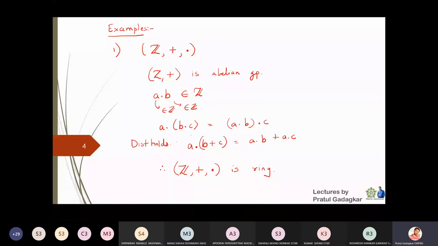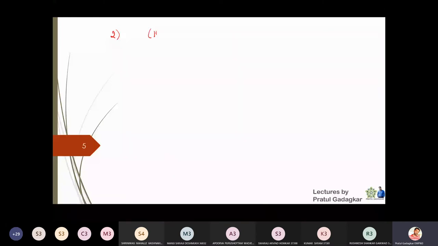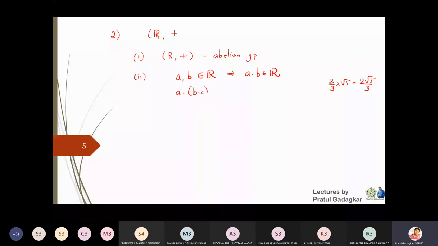Okay, if I want to see here that instead of taking integers, if I take real numbers with respect to addition, we all know that real numbers with respect to addition is clearly an abelian group, right? Not only that, if I take two real numbers a and b, say 2 by 3 and root of 5, these are real numbers, you will get a real number. So this means that if a and b are real numbers, a into b is also a real number. And not only that, (a into b) into c is equal to a into (b into c). So associativity with respect to multiplication also holds.